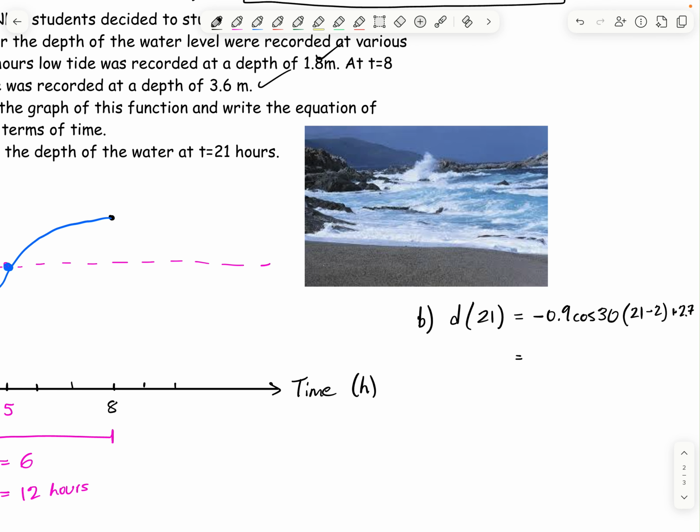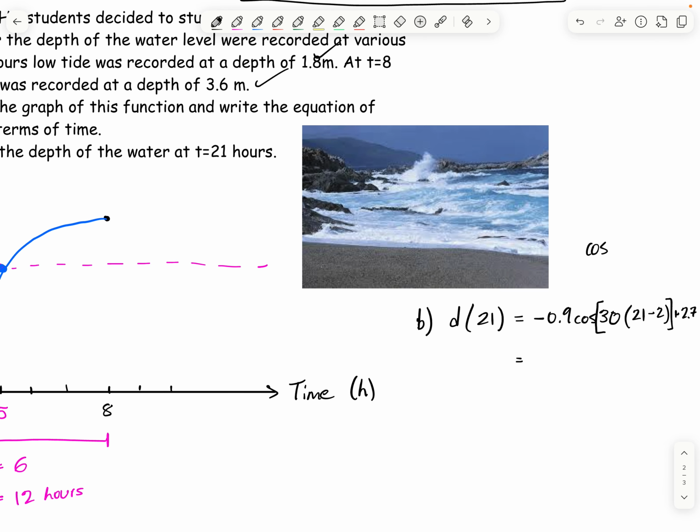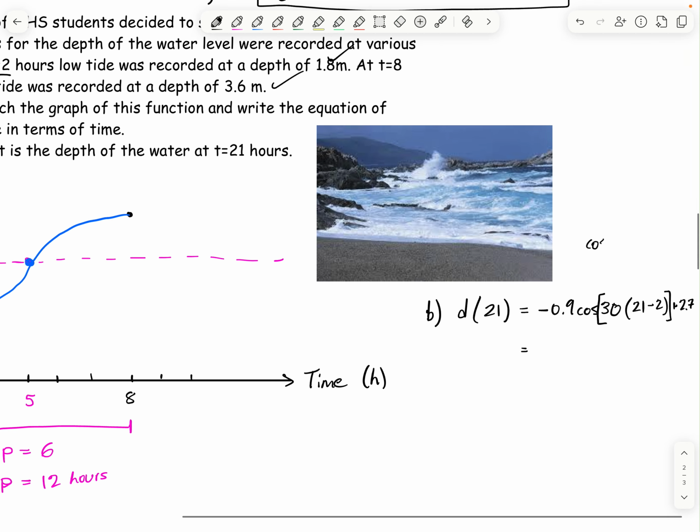Yes, okay. Make sure when you're doing this, folks, this is a common mistake that it's possible to see. Make sure to put another set of brackets here, because if you don't, it's going to calculate cosine of 30 and then multiply that by 21 minus 2. That's not what we want. We want it to know that I want you to find the cosine of 30 times 21 minus 2, right? So it's very important to put that bracket right here and here.